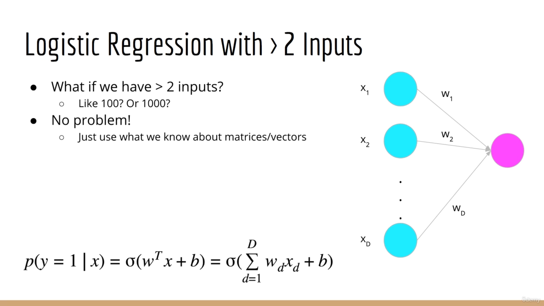If we consider x to be a feature vector containing each component of x, and w to be a weight vector containing each component of w, then our expression just becomes the dot product between w and x. So we can write this in a much more compact way by saying probability of y equals 1 given x is equal to the sigmoid of w transpose x plus b.